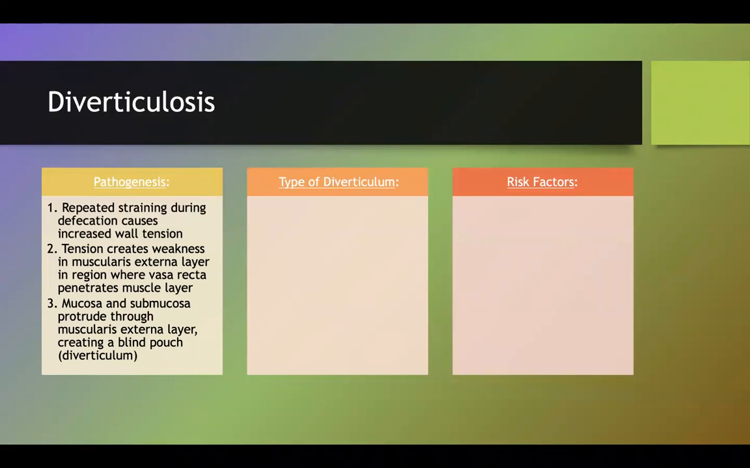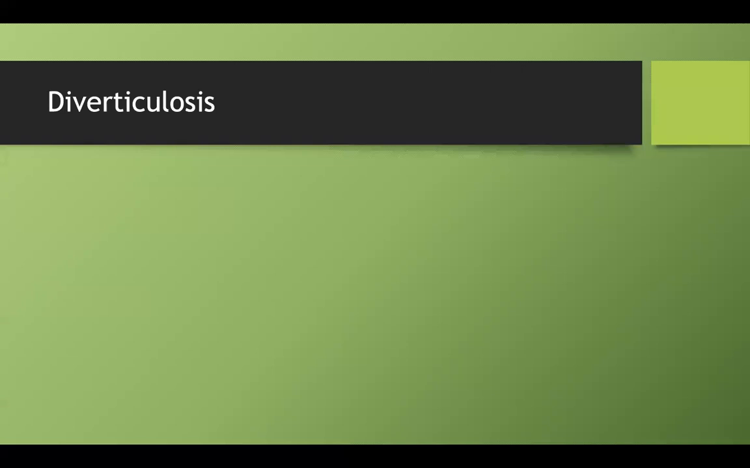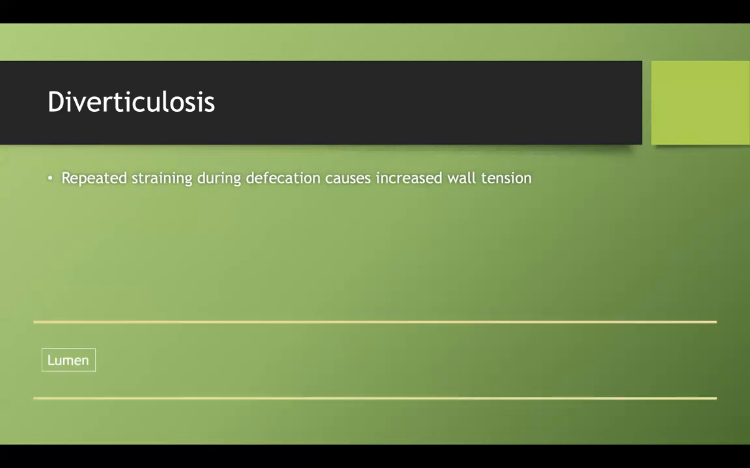And what can happen is that with this weakened layer, the first 2 layers of your GI tract closest to your lumen can actually start pushing through that layer and create a blind pouch. Let's talk about what that looks like. We have repeated straining during defecation, causing increased wall tension. So as you're straining, as you're going to the bathroom, you're actually putting a lot of pressure on the walls of your colon.